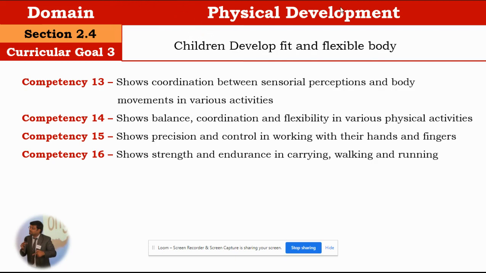Now, the third curricular goal is under the physical developmental domain. The third curricular goal is children develop fit and flexible body. We all understand this is very, very important. So, what are the four competencies that come under this curricular goal? The first one is shows coordination between sensorial perceptions and body movements in various activities. Right.